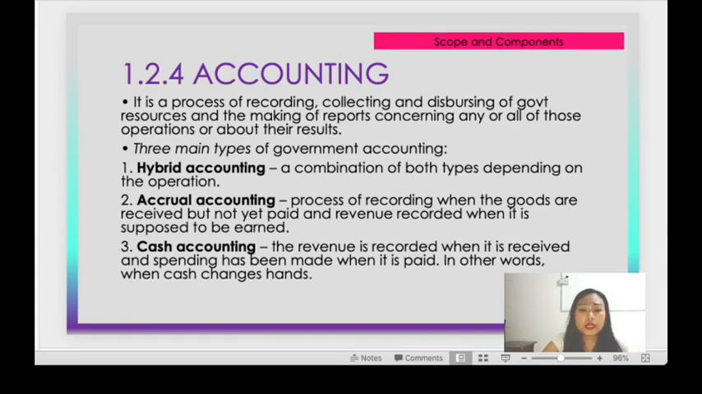Accrual accounting is a process of recording when the goods are received but not yet paid, and revenue recorded when it is supposed to be earned. The next one is cash accounting. Cash accounting refers to the revenue that is being recorded when it is received and spending that has been made when it is paid. In other words, when cash changes hands.